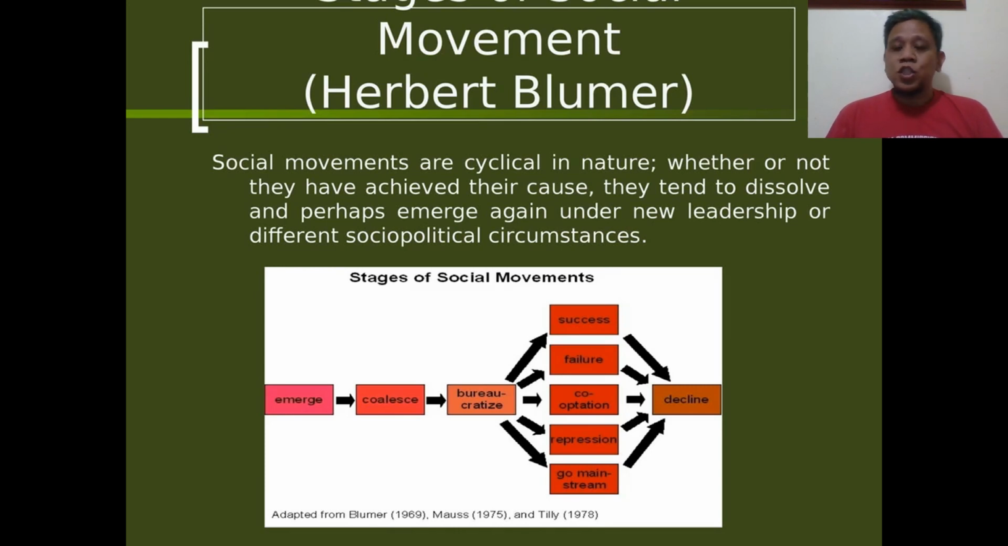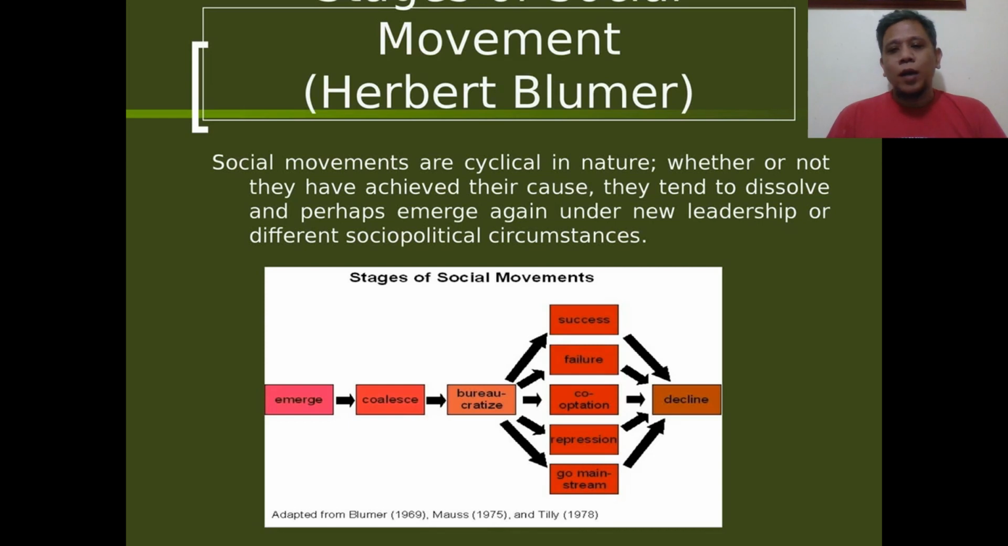According to Blumer, in 1969, although the many past and present social movements around the world differ from each other in many ways, they generally go through a life cycle marked by several stages that have long been recognized. Okay, we have four stages according to Blumer. The first stage is the emergence. Second is the coalescence. Third is the institutionalization or bureaucratization, and lastly, the decline of a social movement.